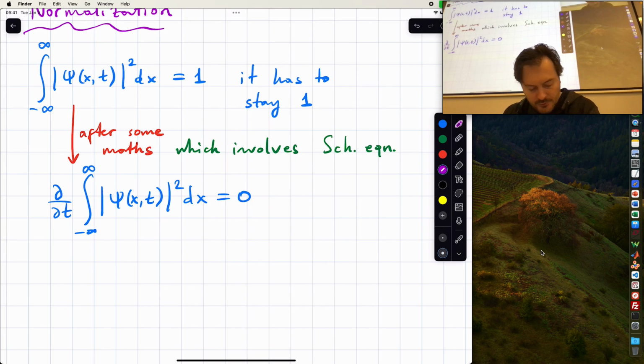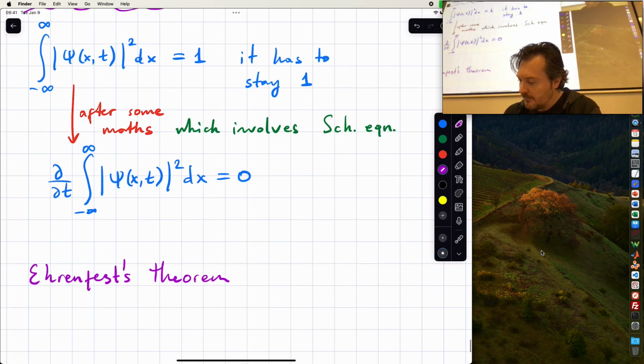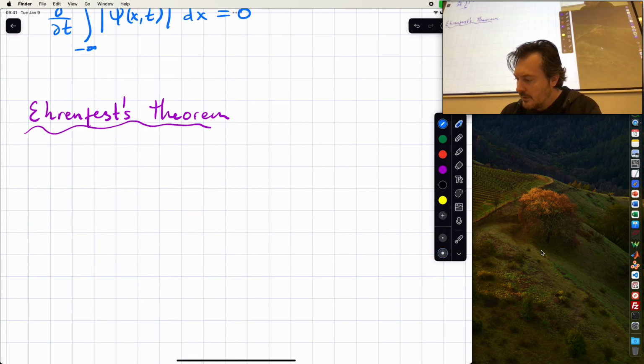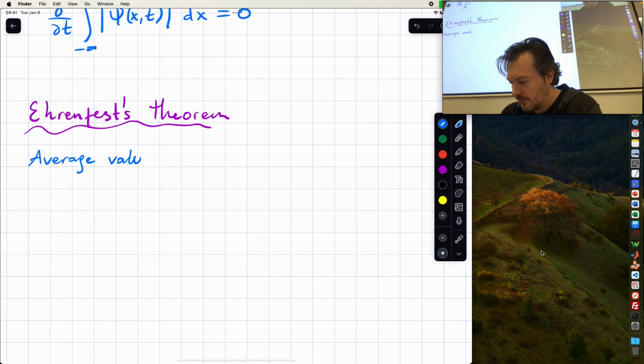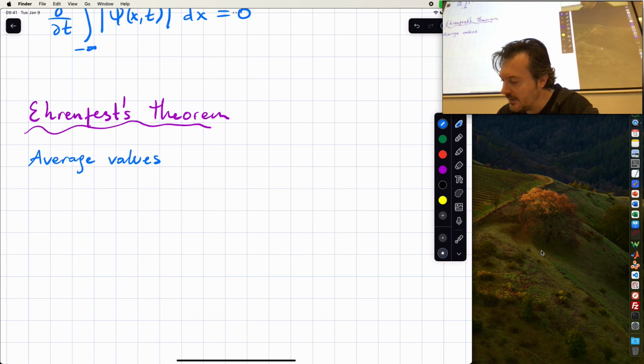Well, let's move to something more physical. Ehrenfest's theorem. Ehrenfest's theorem tells you that, well, let me just use average values, but in textbooks it's expectation values, okay? Average values obey classical laws.